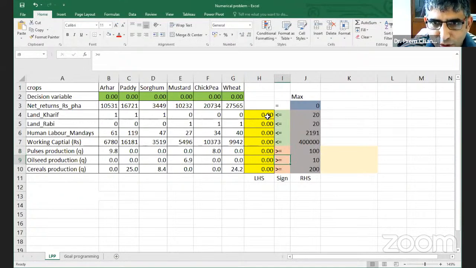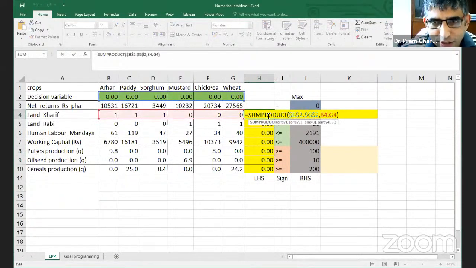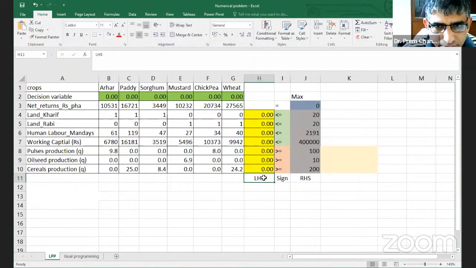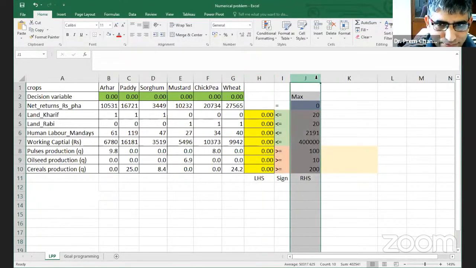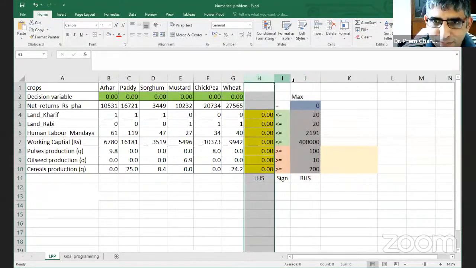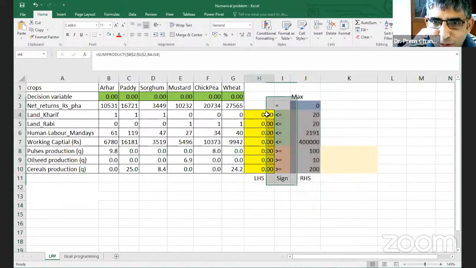Okay, so the total will come from here. I simply did the sumproduct of the decision variable with the unit requirement. So this yellow one is my left hand side, these are the signs, and this is the right hand side. Means this should be as per the signs. So I will solve it.